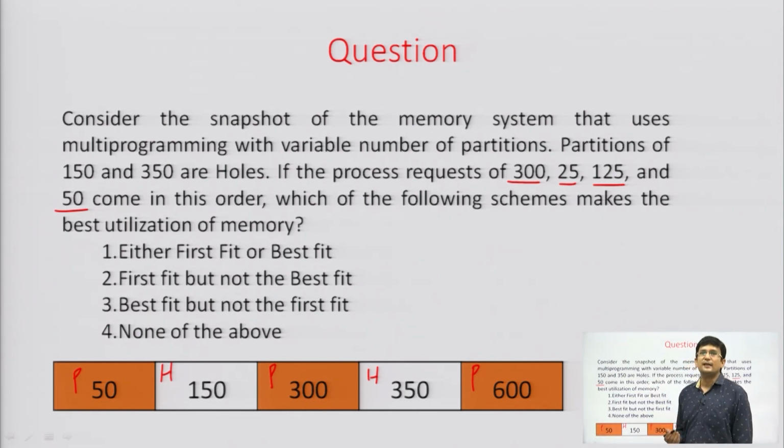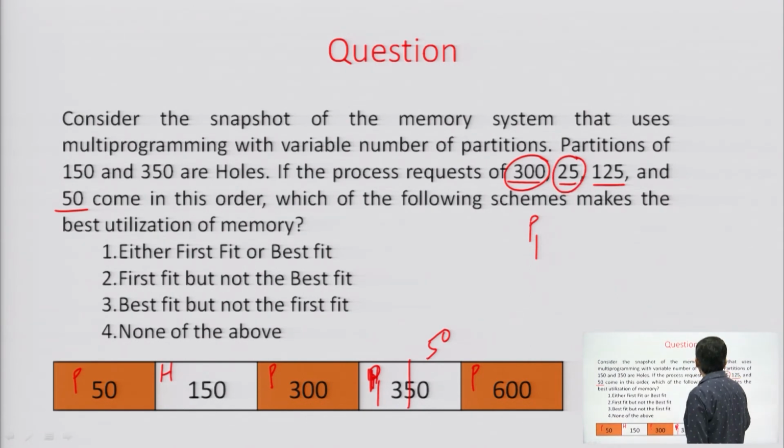The best fit algorithm says that we have to go with the technique that has the minimum wastage. So, for the first process, 300, out of 150 and 350, obviously 350 is sufficient to accommodate this. Let us allocate it, and refer to this as process P1. P1 is accommodated here in 300 size and a hole of size 50 is created.